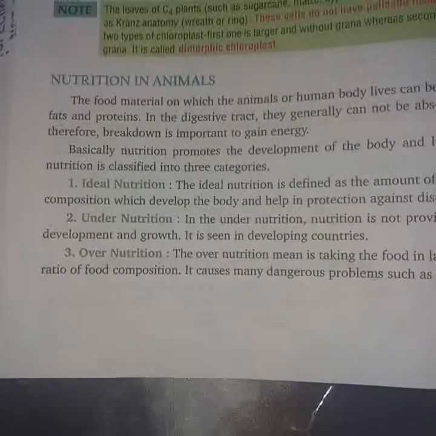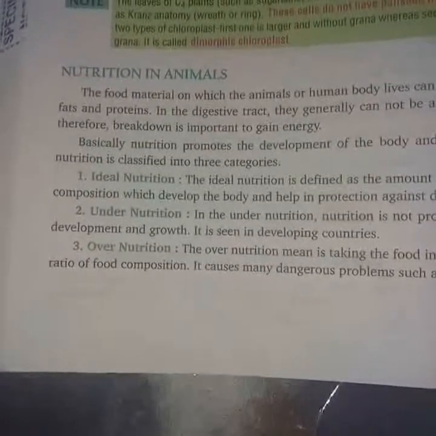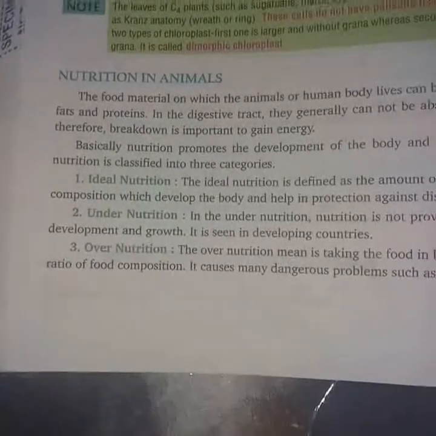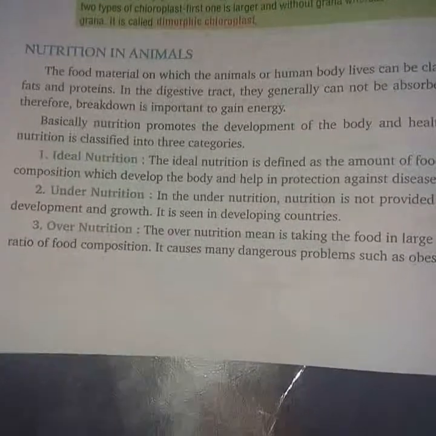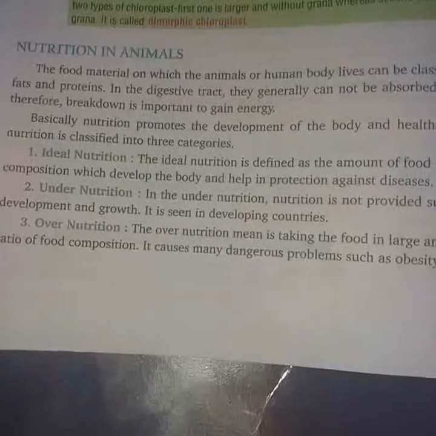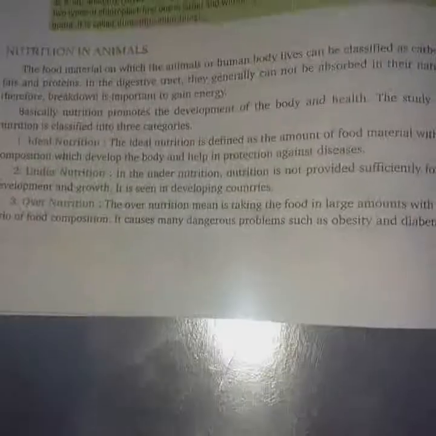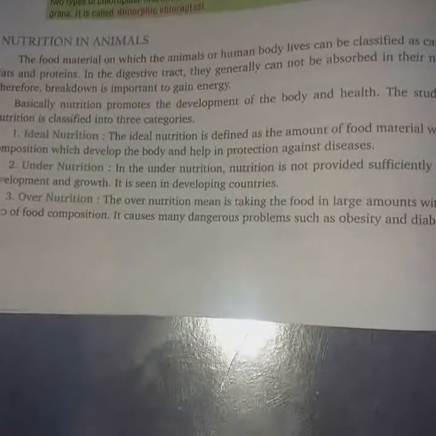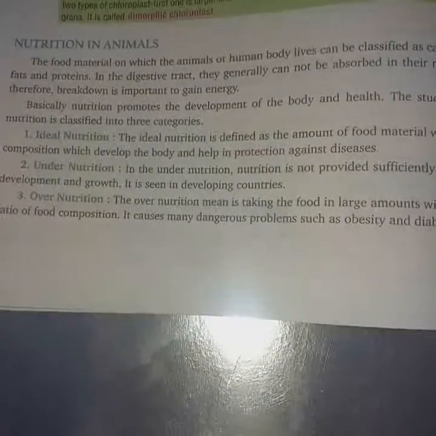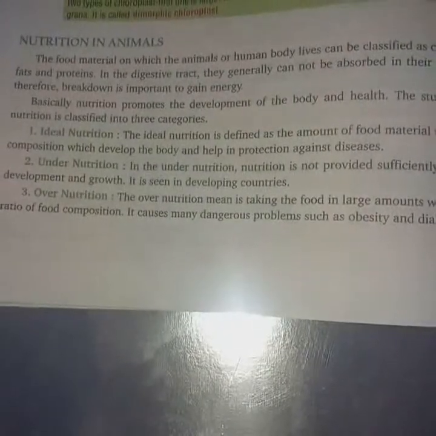The food materials on which animals or human beings live can be classified as carbohydrates, fats and proteins. These are the main food materials of animals which are useful for animals' nutrition. These food materials are absorbed and broken down in the body to gain energy.